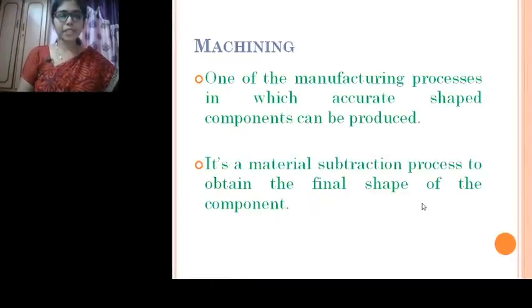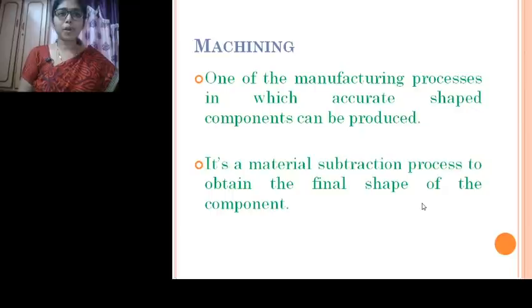Now, what is the machining process? Machining is one of the manufacturing processes where we get accurate shape of the components. An accurate shape can also be obtained in casting. But what is the difference between machining and casting process?